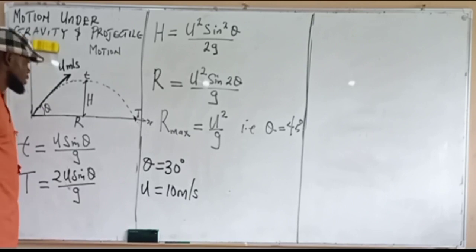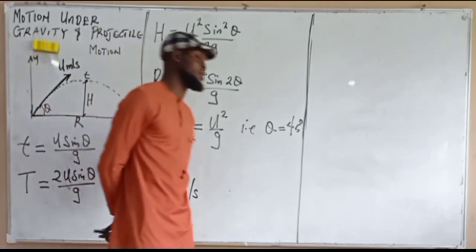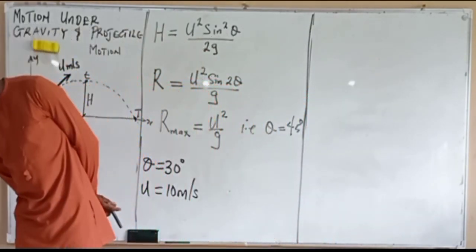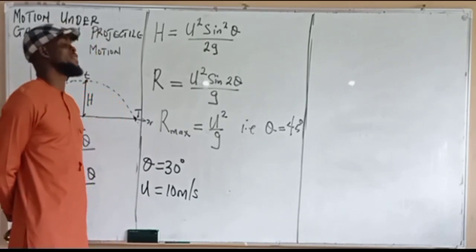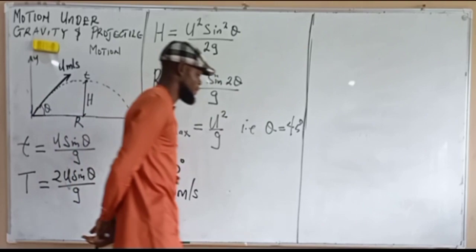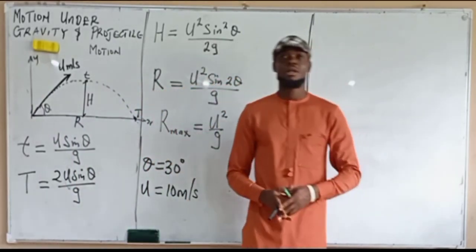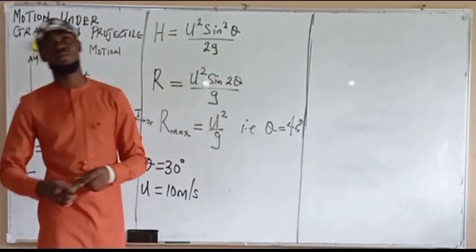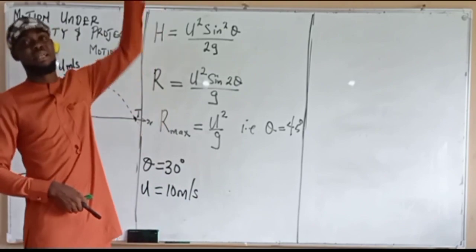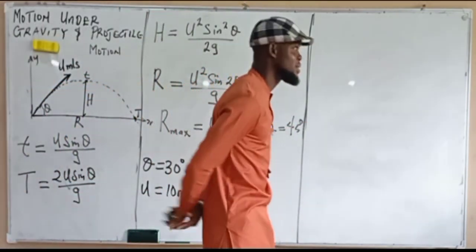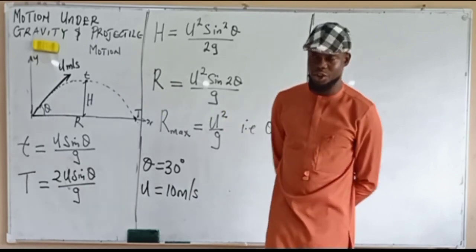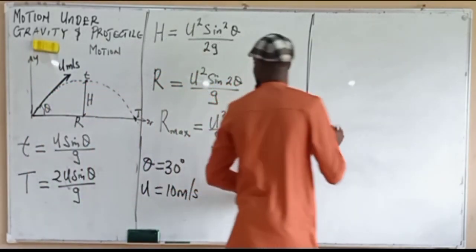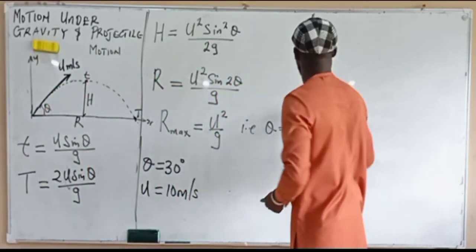Obtain the time taken for this body to reach the maximum height, the time of flight, the maximum height attained, which is the highest vertical distance the body can get to, and the horizontal range of the motion. So let's look at this solution.